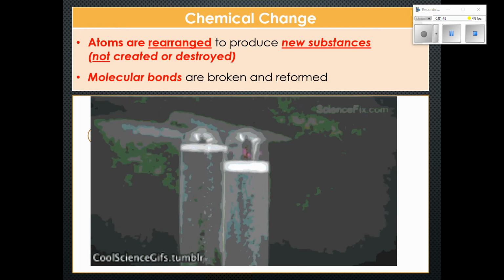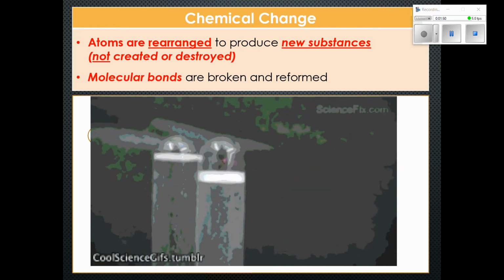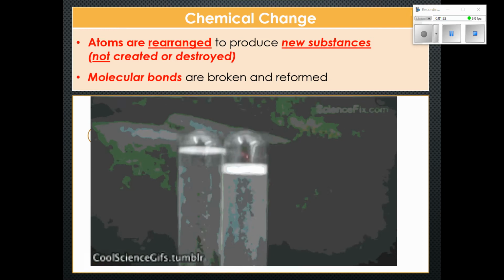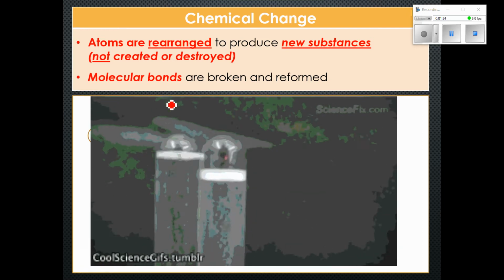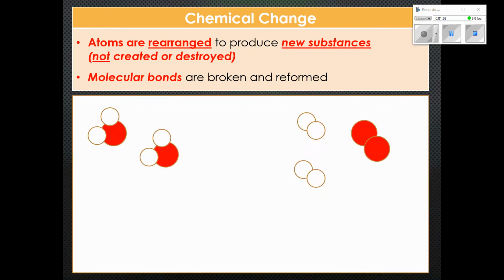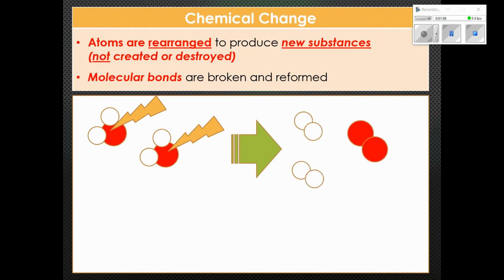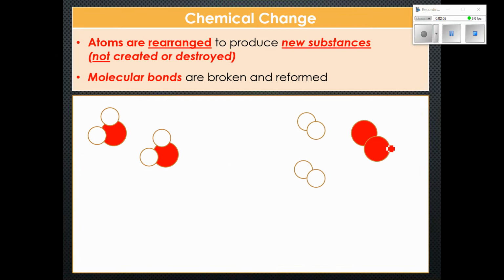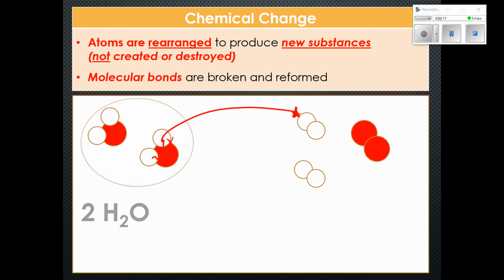When you have a chemical change, you're actually rearranging atoms. You're rearranging the molecules to form new molecules, and you're breaking chemical bonds. Here's a classic example you just saw, where electricity breaks down water molecules into 2 hydrogen molecules and 1 oxygen molecule. We are breaking these bonds and then reforming the atoms into new molecules. That's the whole idea behind chemical changes.